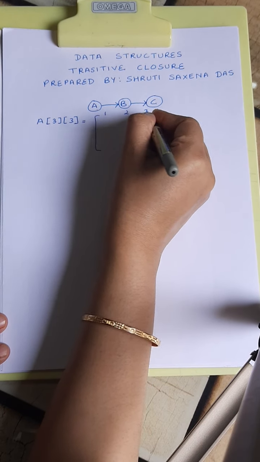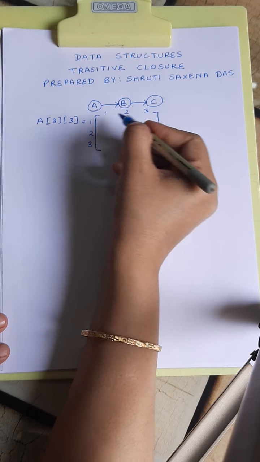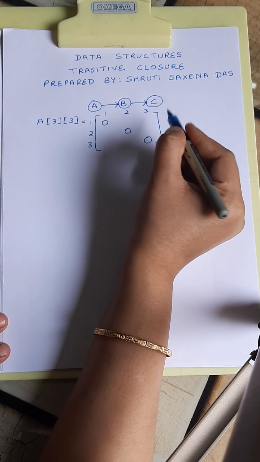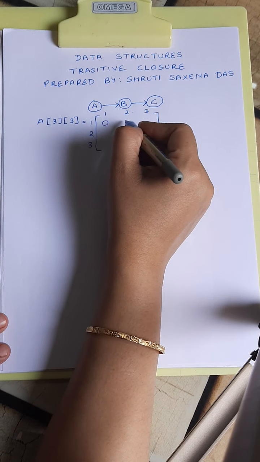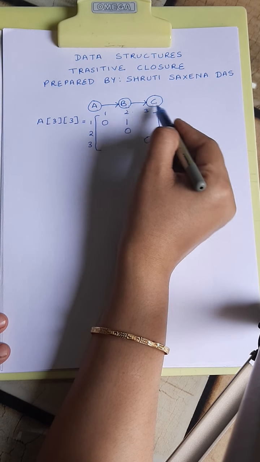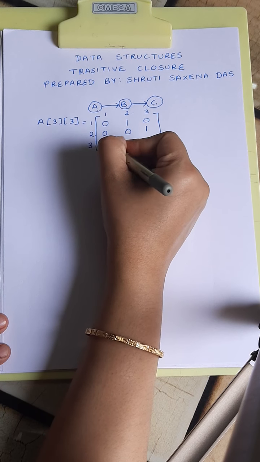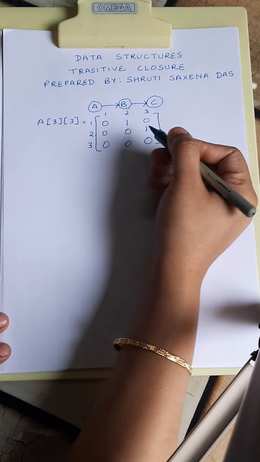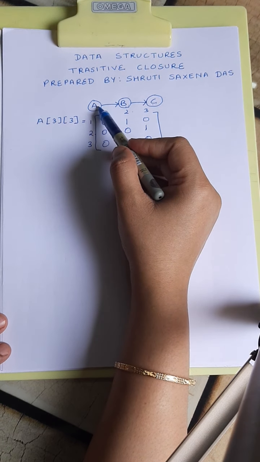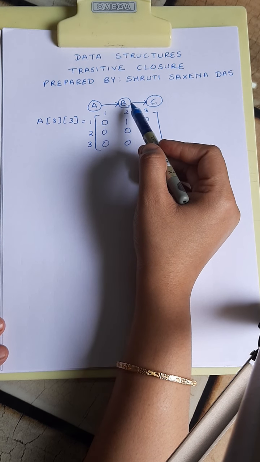Rows and columns 1, 2, 3: A is 1, B is 2, C is 3. So 1 to 1, as there is no self loop, the diagonal elements will be 0. 1 to 2, we have an edge, so it will be 1. Then we have an edge from B to C, that means 2 to 3, so that is 1, and the rest of the elements will be 0. So this is the adjacency matrix. Here the value is 1 if an edge exists between those two nodes, otherwise it is 0.